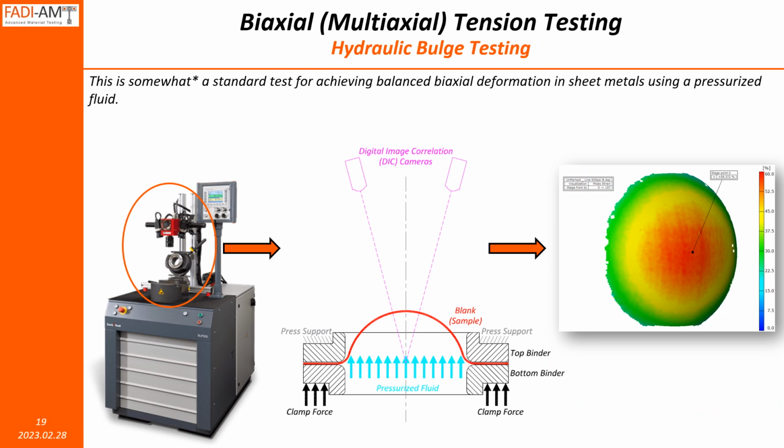Now, the next test that I'll be talking about is a hydraulic bulge test, which is again a very special and customized test. The setup somewhat looks like the previous test, where the sample is clamped on the sides. However, there is no mechanical punch deforming the sample here. This test is a hydroforming test, and the deformation happens using a pressurized fluid that comes from the bottom and again deforms the sample in the form of a dome.